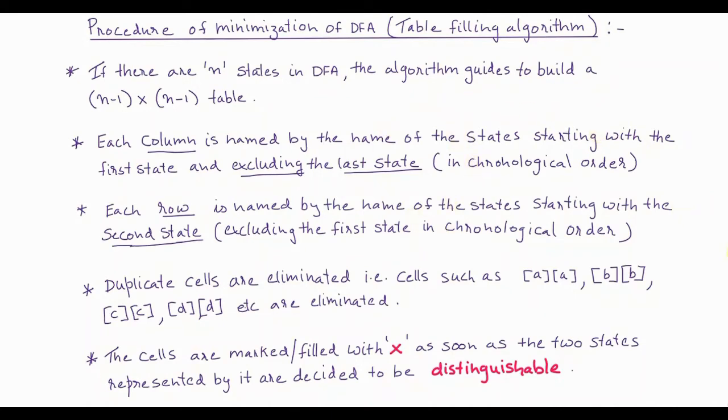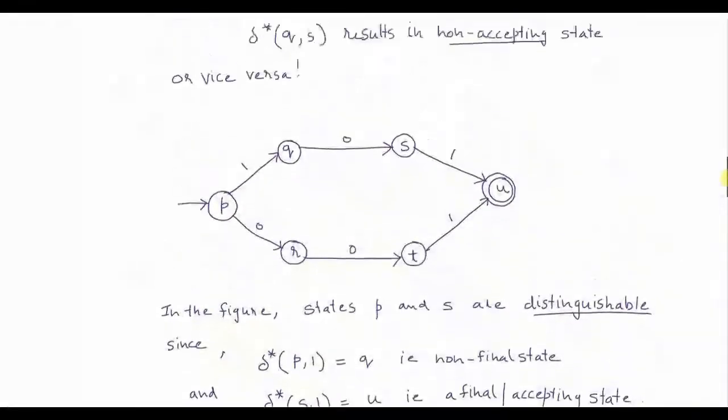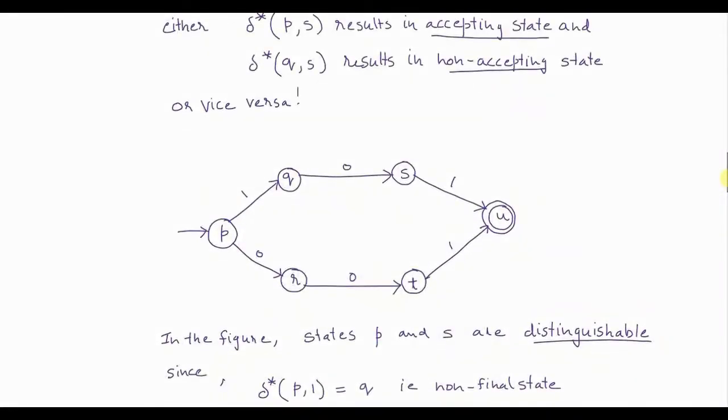Now, just to give you an overview of how to build a table, let's take an example. Let me take the same DFA that we had taken here. First of all, count how many states there are in the DFA. Here the DFA has P, Q, S, U, T and R. How many states are there? 1, 2, 3, 4, 5, 6 states. So in my example, n happens to be 6, so the table will be 5 by 5. That means there will be 5 rows and 5 columns.